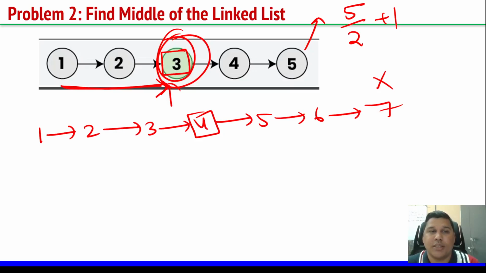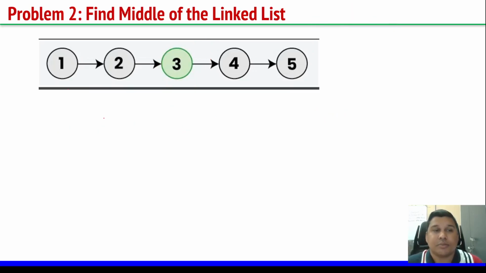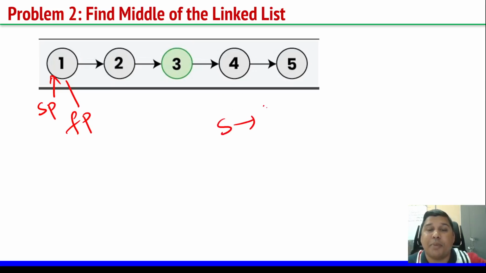How do I do this? How can I find out the middle element in the linked list? Again, for this we use the same standard approach that we have seen. Again, take 2 pointers, same logic, slow pointer and fast pointer. Why? Slow pointer is jumping 1 step, fast pointer is jumping 2 steps, right? So see how it is working here.